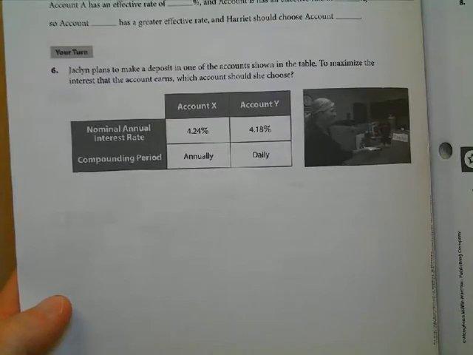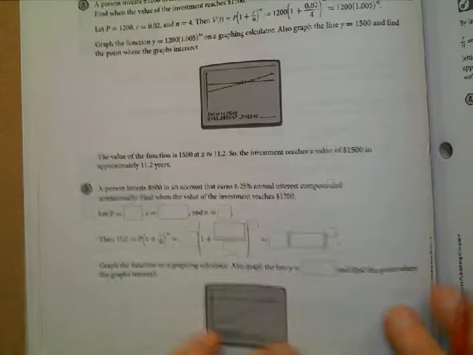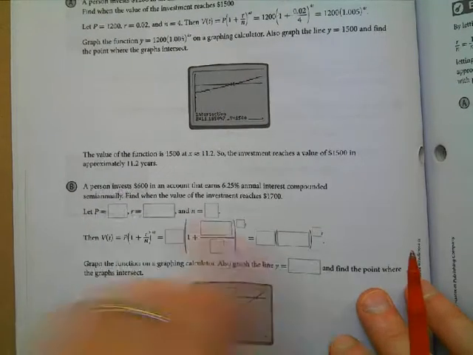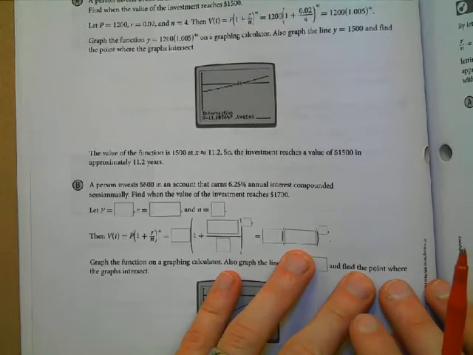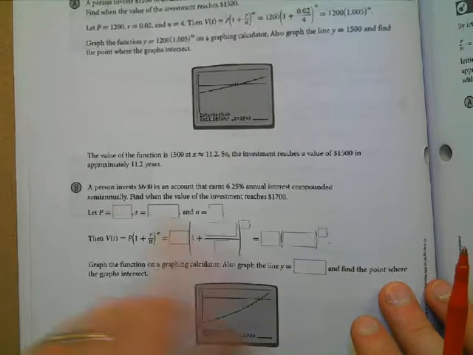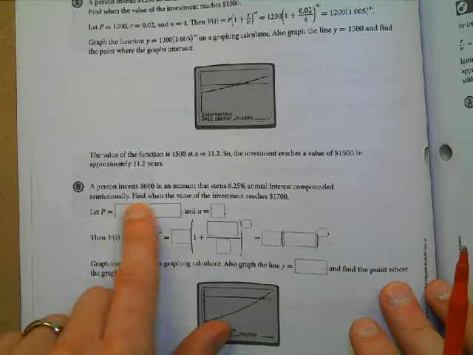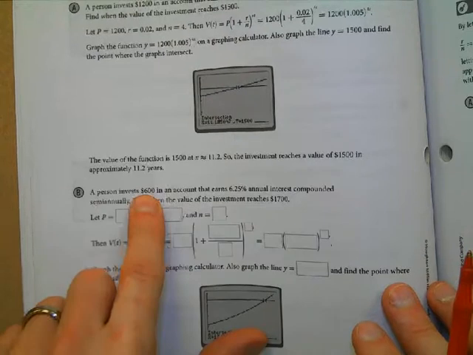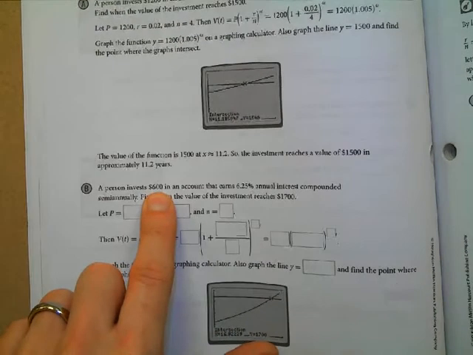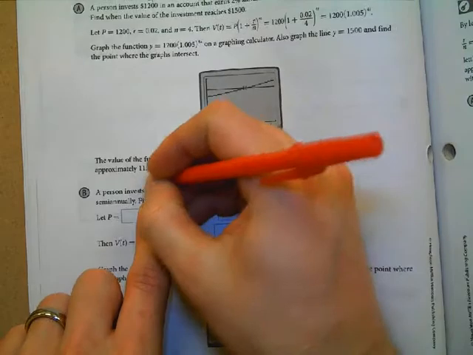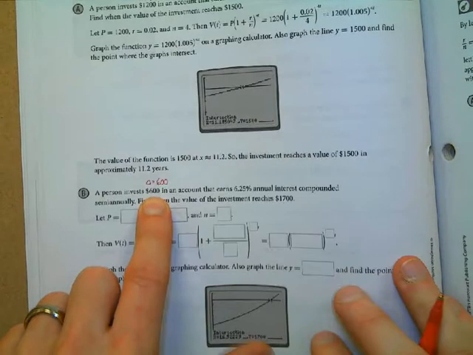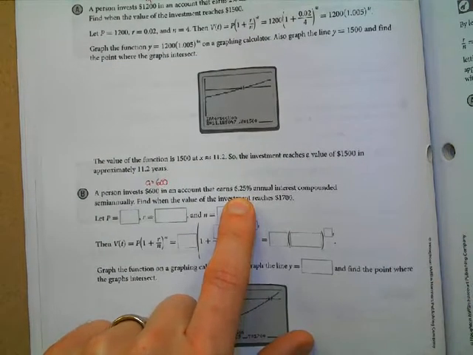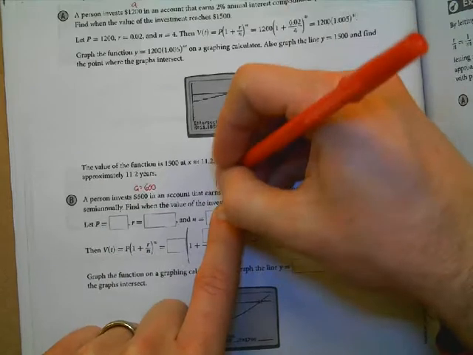A is 600. Okay? 6.25% is the interest rate, but as a decimal, it will be R equals what? 0.0625. Interest is compounded semi-annually, so how many times a year? Semi is two times a year. If it was 6 times a year, it'd be like bi-monthly, like every 2 months. That'd be 6 times a year because there's 6 pairs of months.